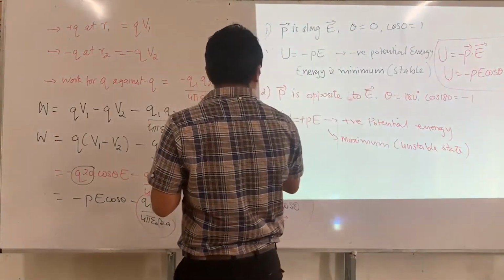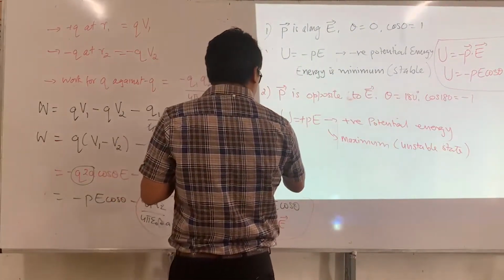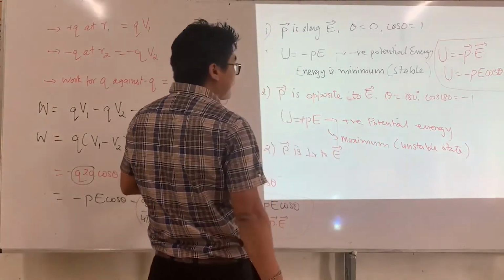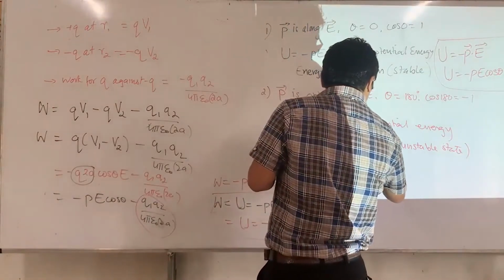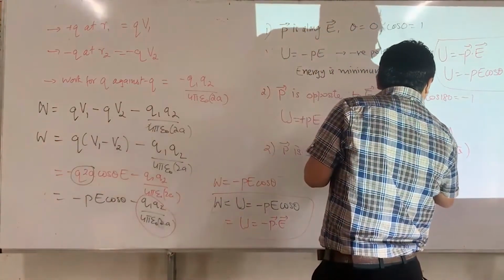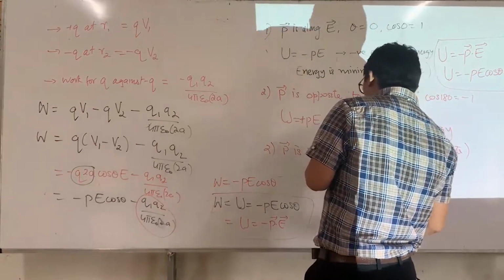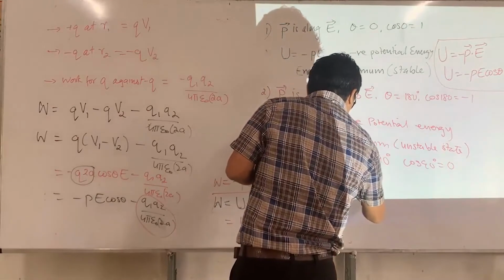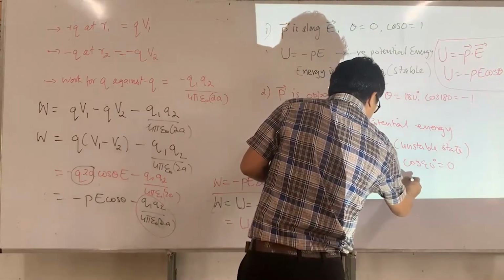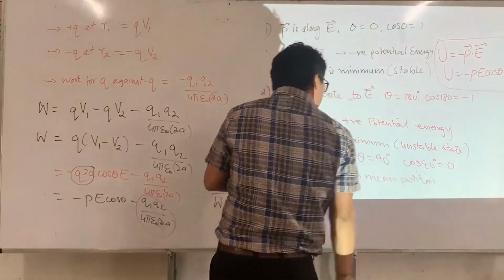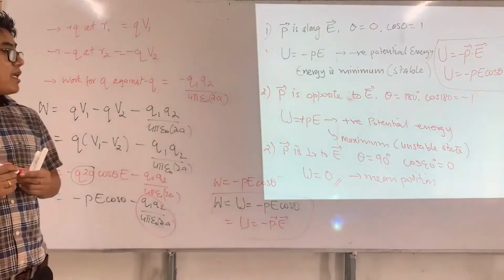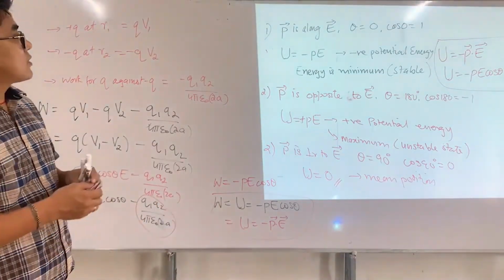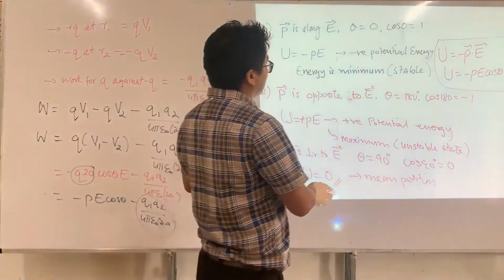Now, if P is perpendicular to the electric field, theta is 90 degrees, then cos 90 degrees is equal to 0. So potential energy is 0, and we call it the mean position. Mean position is a position where potential energy is said to be 0. So these are the three different cases. Very important for examination.